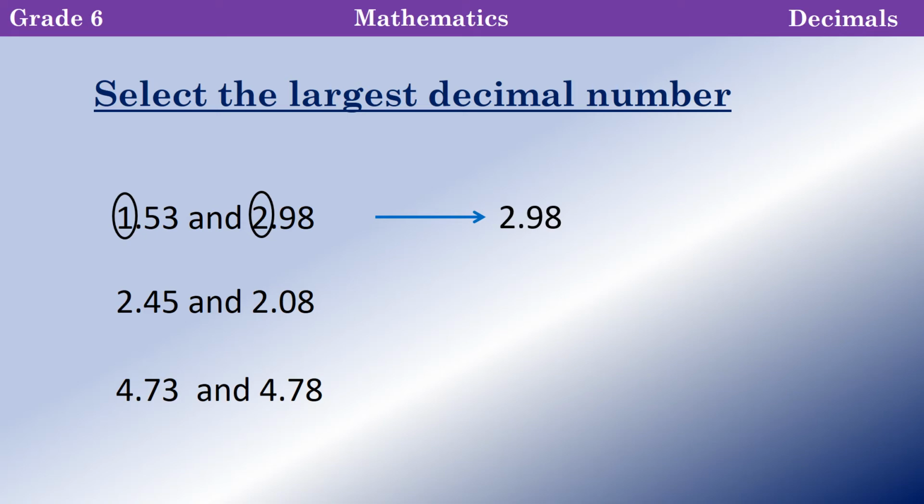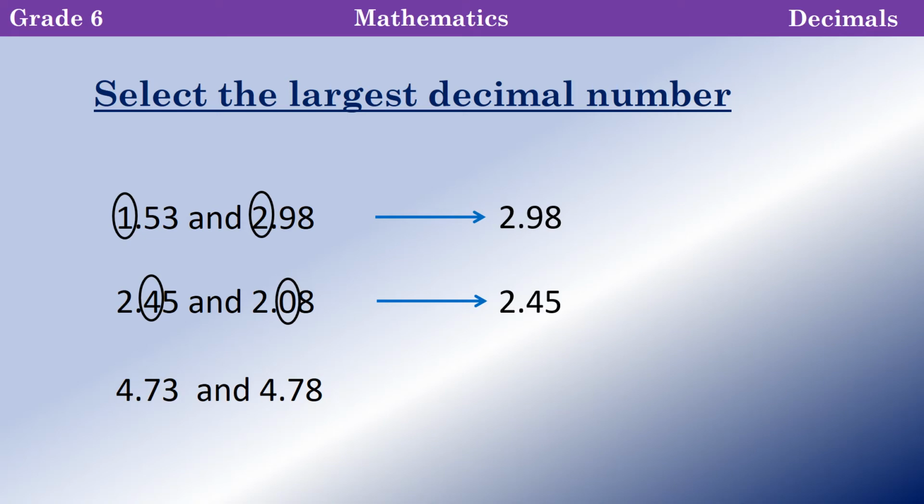When you compare the second pair of decimal numbers, we can see that the whole number parts are equal in both decimal numbers. Therefore, you have to compare the first decimal place of those decimal numbers. And we see that 4 is bigger than 0. Therefore, the largest decimal number is 2.45.